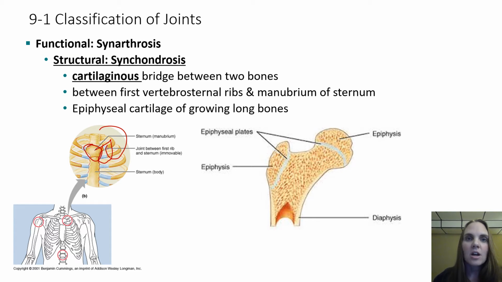And then we can also find it in the epiphyseal cartilage of our growing long bones. Remember how our long bones grow in length. That interstitial growth happens at the epiphyseal plates, which are cartilage. Remember, the cartilage is growing, the osteoblasts are chasing behind it to allow growth in length. And so this cartilage of the plate is actually a synchondrosis, a joint.